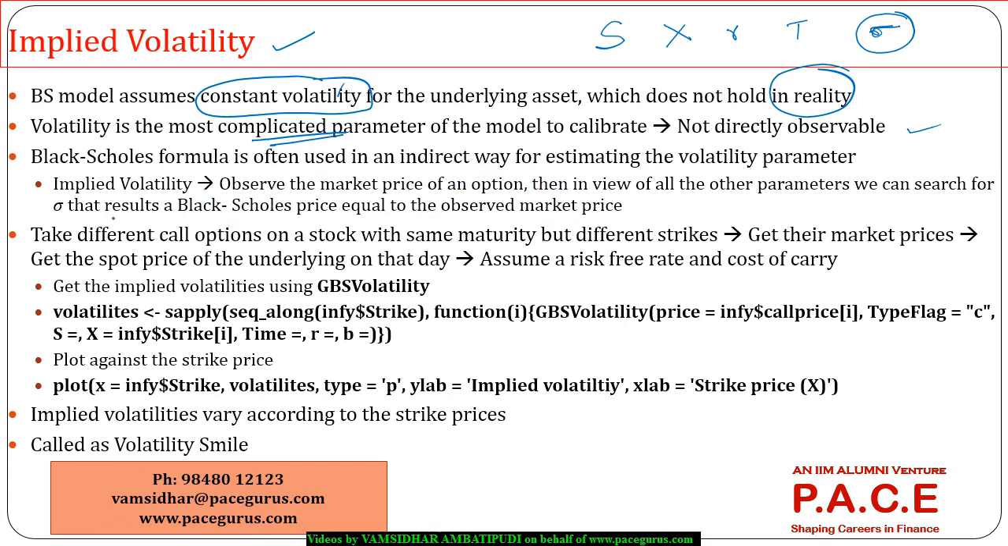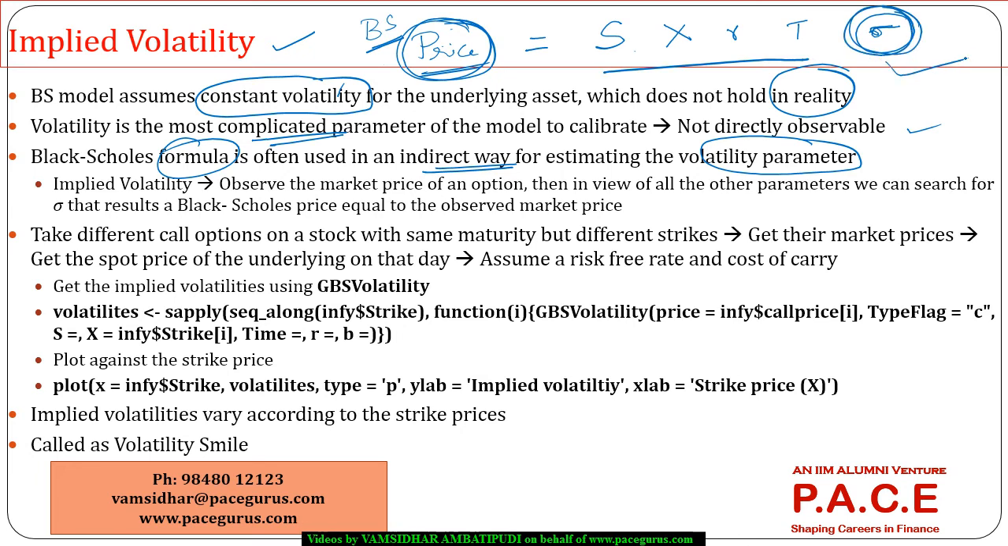So generally the Black-Scholes formula is used in an indirect way to actually estimate the volatility. So what I do is I take the market price, the market based price, as the Black-Scholes price, and equate this to the Black-Scholes formula. All these are known, only sigma is unknown. So I'll estimate this by equating the Black-Scholes price to the market price. The volatility that is computed from this process is called the implied volatility.